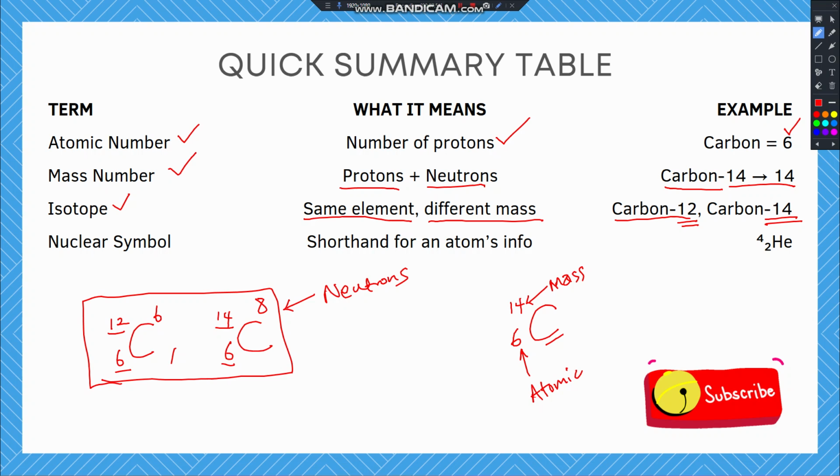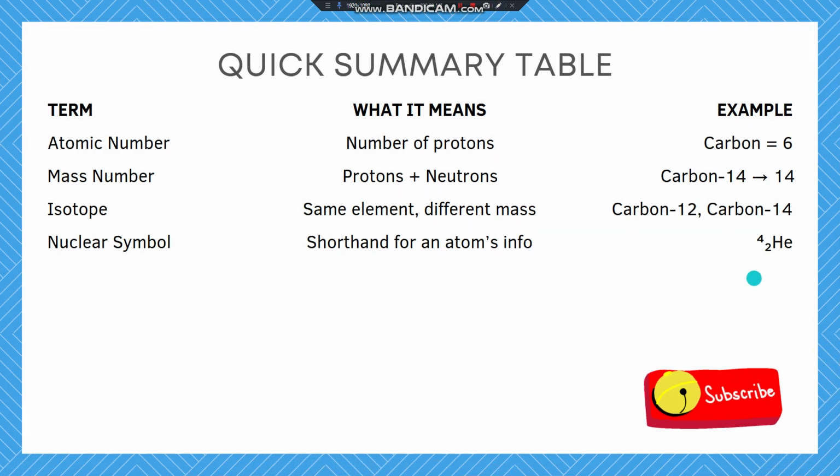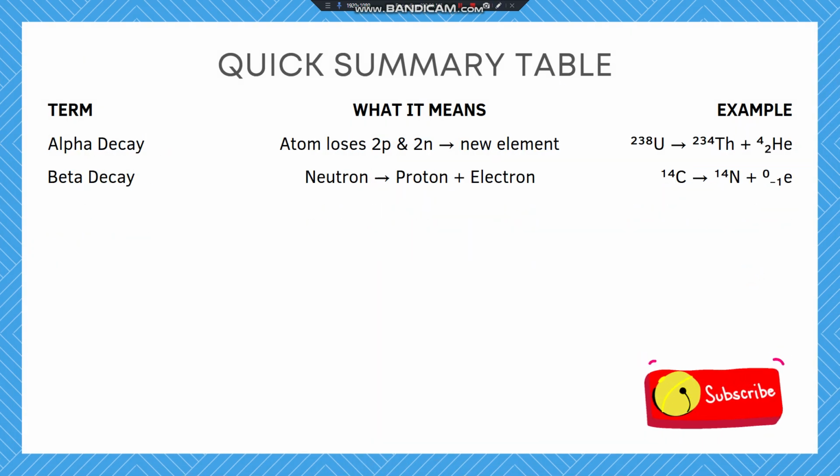And then finally, we have the nuclear symbol. The nuclear symbol is simply a short form of writing an atom's information. And this is an example we have over here. Helium. This number 4 over here tells us the mass number, and this number 2 at the bottom tells us the atomic number. So now that we have all of that said, it's time to draw the curtain on this video. But before we do that, let's see some more details on this quick summary table.